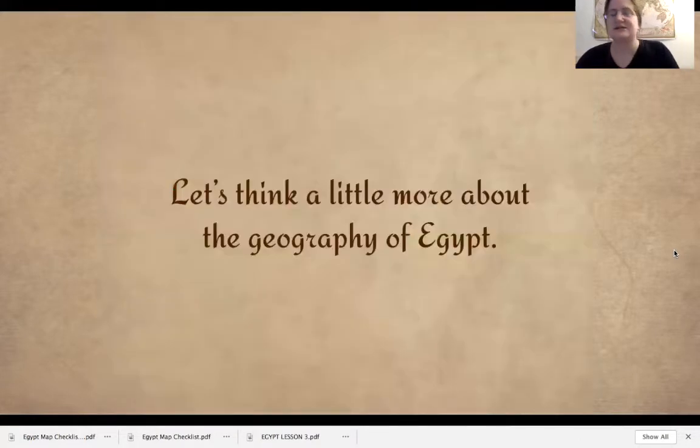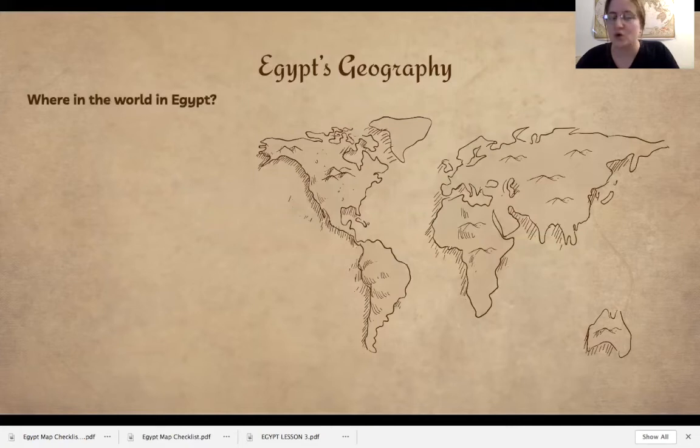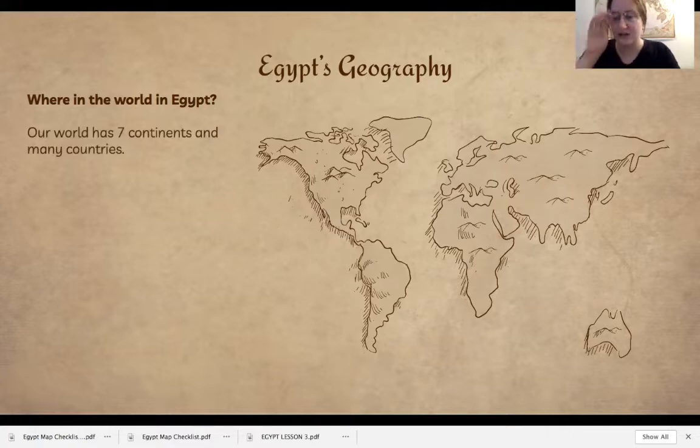So let's think today a little bit more about the geography of Egypt. We're going to start out by thinking about where in the world Egypt is. Now, as we all should know at this point in the year, our world has 7 continents and many countries. What are those continents? Well, I hope you remember this song. If you're in my class, I know I've been singing it a lot recently.